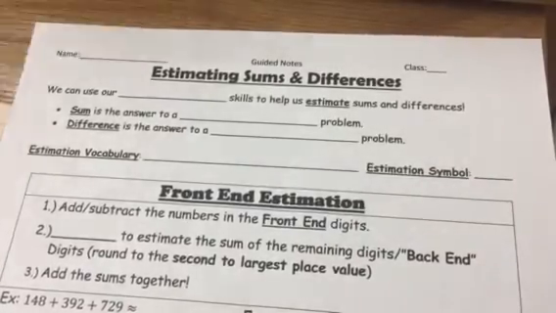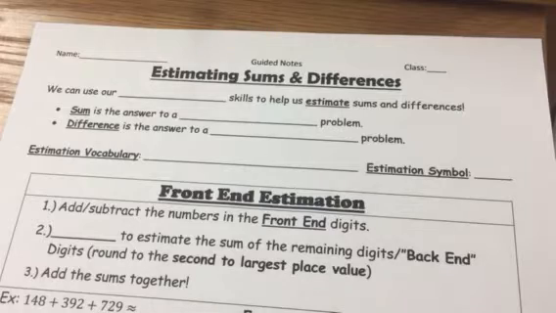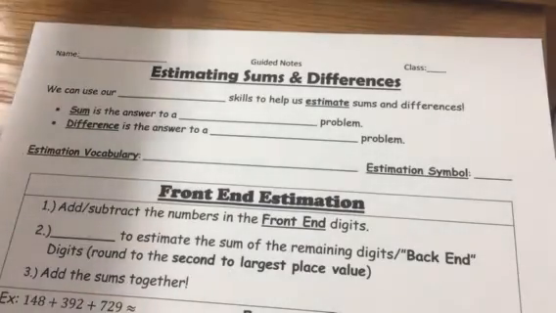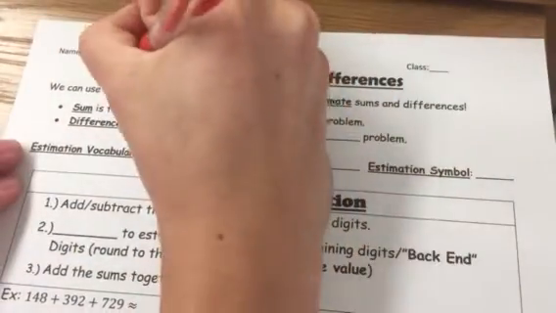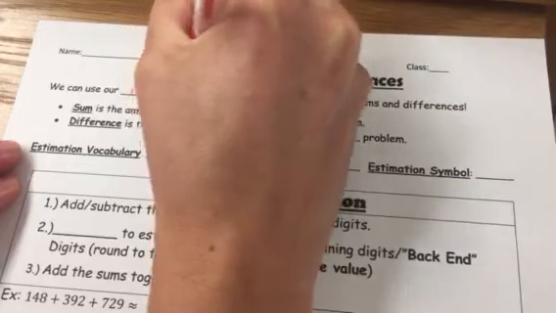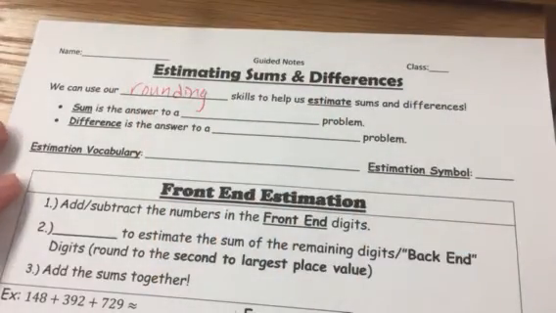All right, in this lesson, we are going to talk about estimating sums and differences. So this is giving ourselves a ballpark of what, when we're adding and subtracting really big numbers, approximately where our solution should fall, where our sums or differences should be around. So we can use our rounding skills to help us estimate sums and differences.